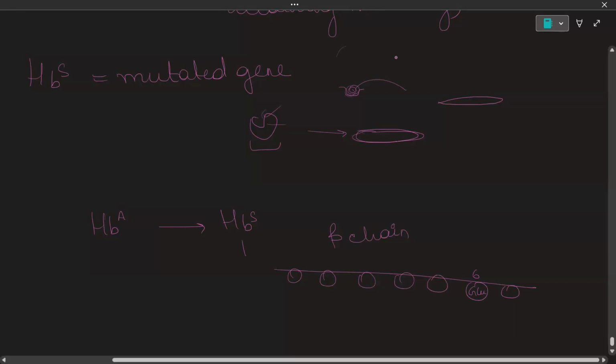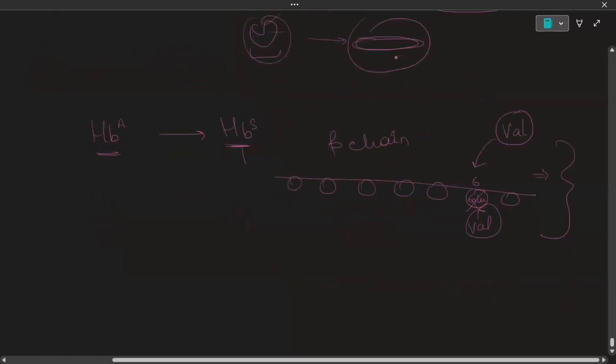Now, what happens is that the normal hemoglobin becomes the mutant type, and at the place of the glutamic acid, valine, which is another amino acid, is substituted. Then this is removed and we have valine. Because of this, the shape changes because of polymerization, and ultimately low oxygen is distributed to the entire body. Okay. So sickle cell anemia is clear to you people?